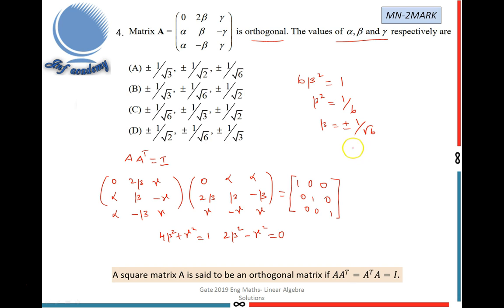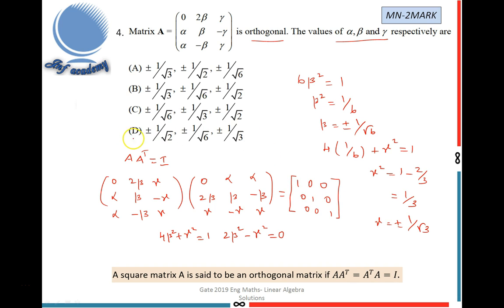So I have to find another value. By using the equation, I have to find gamma. Beta equals plus or minus 1 by root 6. Next, I substitute into the first equation: 4 into beta square, which is 1 by 6, plus gamma square equals 1. That means 2 by 3. Gamma square equals 1 minus 2 by 3, that is 1 by 3. Gamma equals plus or minus 1 by root 3.